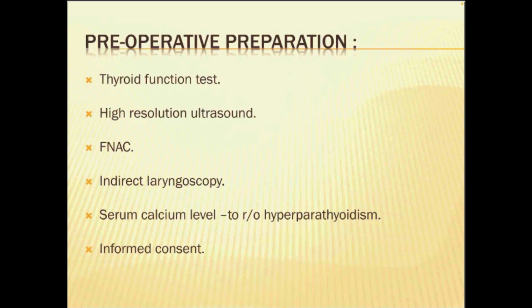High resolution ultrasound is done to detect any nodule and other features of malignancy, any calcification, and even lymph nodes if present in the neck. FNAC of the thyroid is to be done to detect the histological variant of the swelling. And indirect laryngoscopy is done to detect the position of the larynx and the vocal cord.